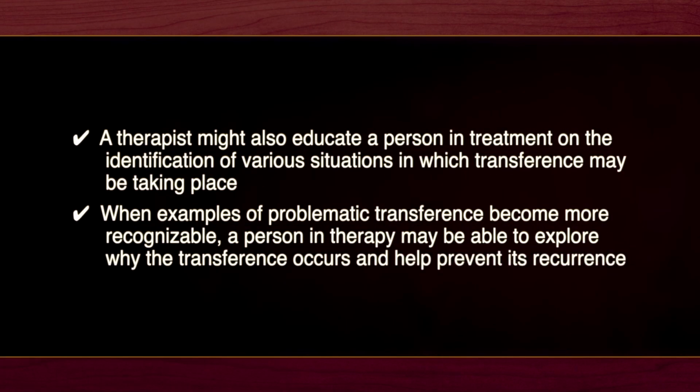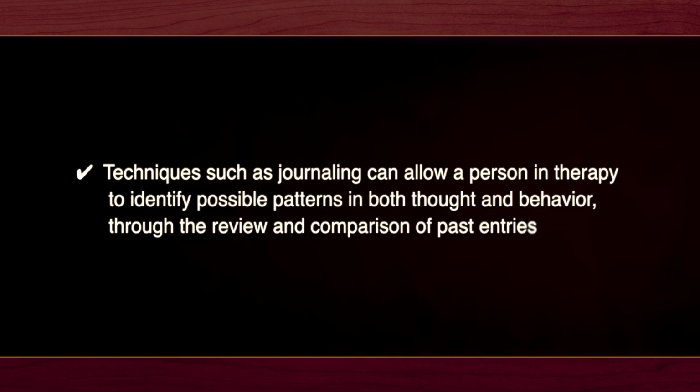Number four, a therapist might also educate a person in treatment on the identification of various situations in which transference may be taking place. Number five, when examples of problematic transference become more recognizable, a person in therapy may be able to explore why the transference occurs and help prevent its recurrence. Number six, techniques such as journaling can allow a person in therapy to identify possible patterns in both thought and behavior through the review and comparison of past entries.